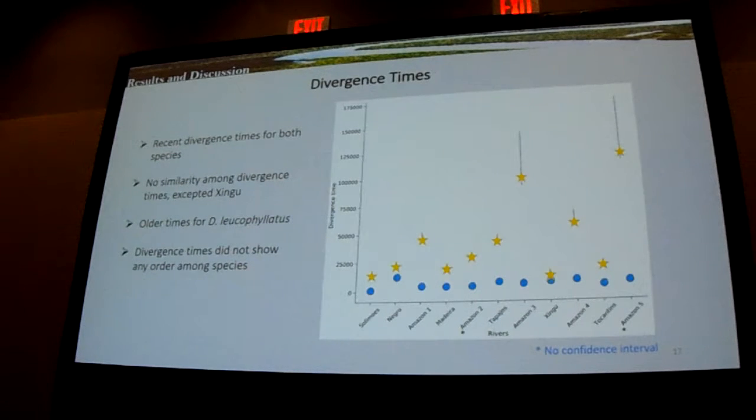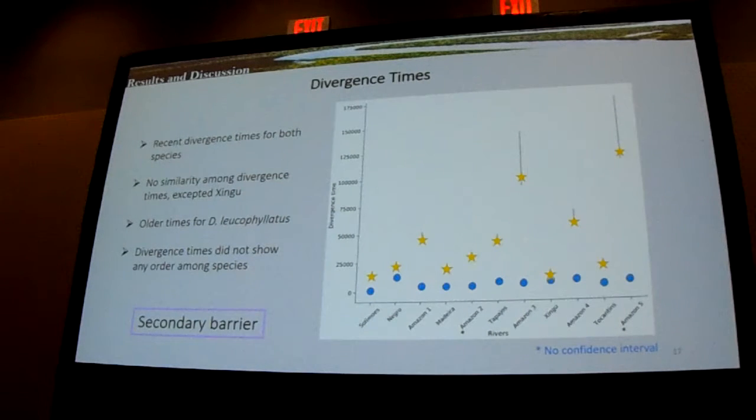We have no similarity along divergence times, except for the river Xingu. We have older times for the Drosophilus leucophyllatus than for the Gonatops mineralis, and the divergence time didn't follow any order along species. So if, for example, the species started to disperse from the Belém population to the rest of the Amazon, we would expect an order in the time of the rivers, and we don't have that.